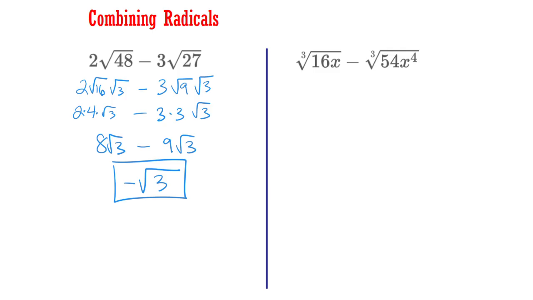The next example here is very similar, except these are cube roots. So we're going to be looking for perfect cubes to break down. So I'll try probably an 8 and a 2. It's still going to be a cube root there. The x, there's not enough x's to pull over into the cube root, so it's going to have to stay right there. That becomes 2 cube root of 2x.